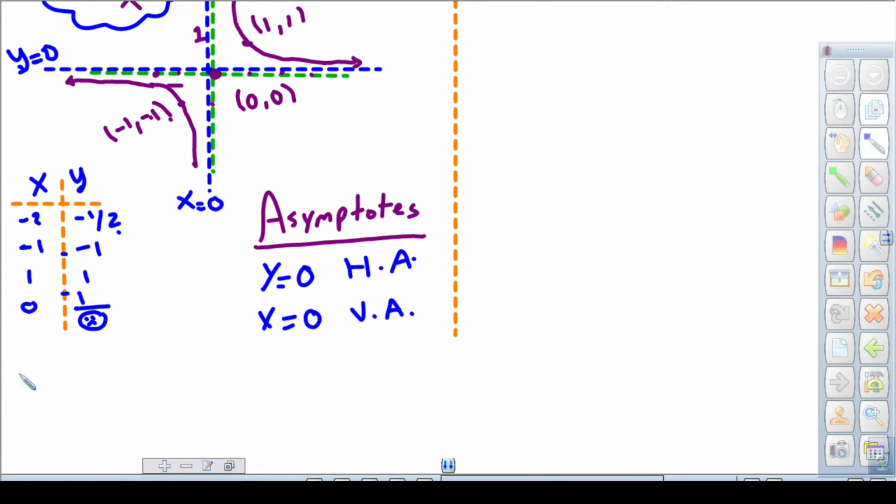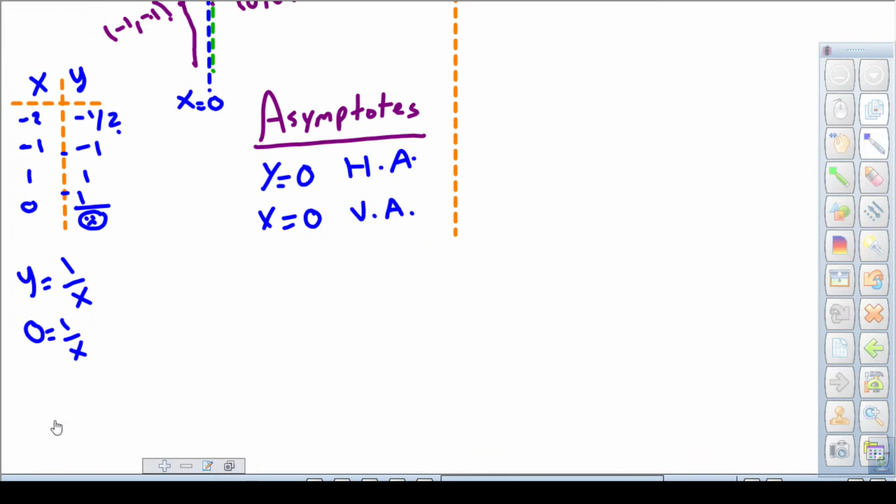So here's your function, y equals 1 over x. If you put 0 for y, so y becomes 0, well, that equals 1 over x. Cross multiply. That's going to give you 0, right? Because 0 times any number is 0. So 0 equals 1. Is that a true statement? Does 0 equal 1?